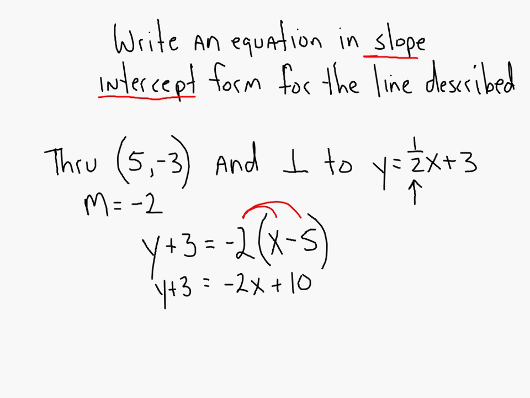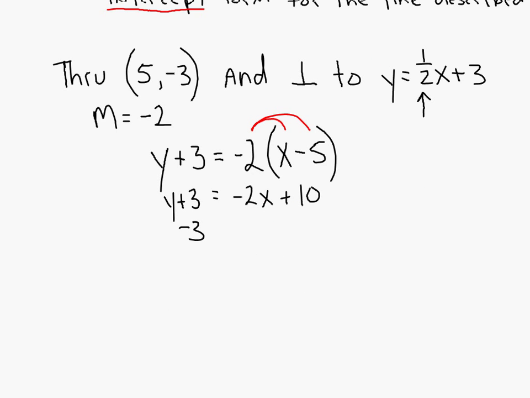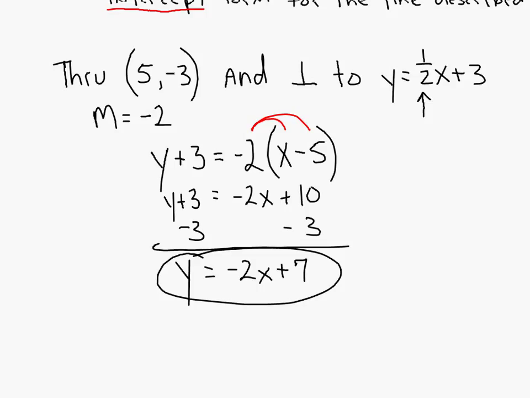Now, if you subtract 3 from each side, won't this be in slope-intercept form? If you subtract 3 here and subtract 3 here, you get y equals negative 2x plus 7, right? There's slope-intercept form. That's what they're asking for.